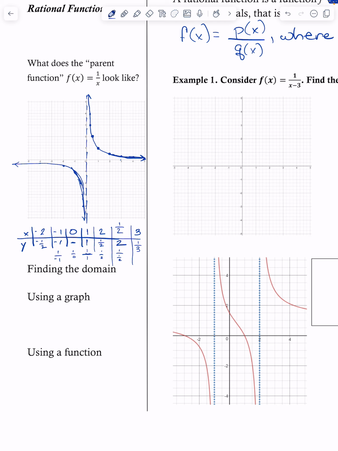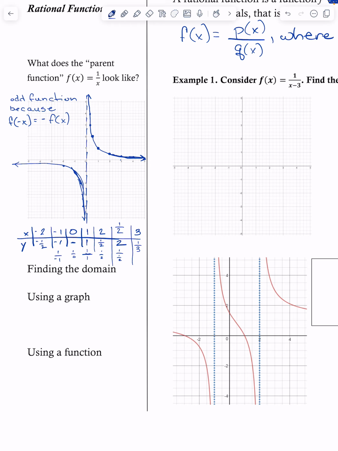Just a reminder, this is an odd function because it can be rotated around the origin. And if we're looking at that algebraically, it's because if I plug -x in, I get -y. So that works. Okay.